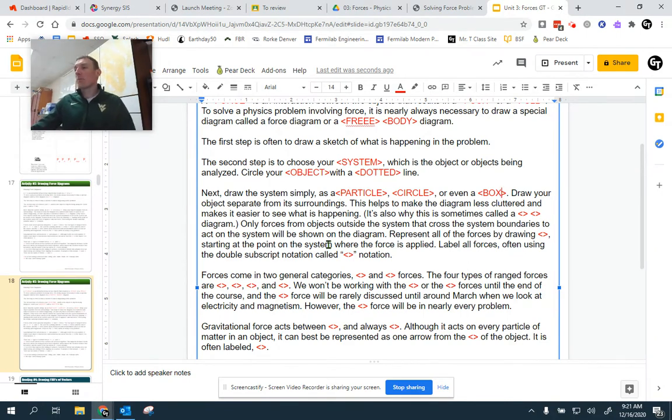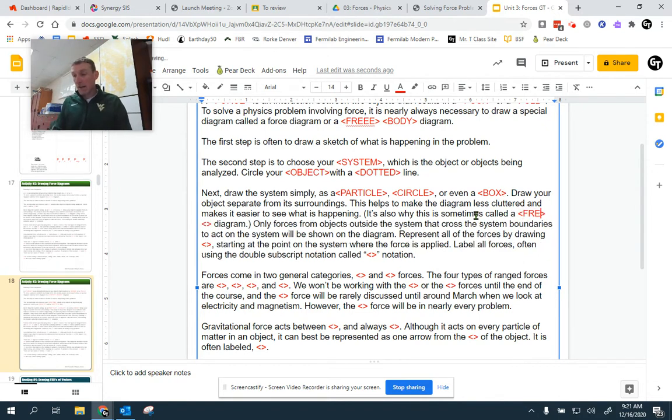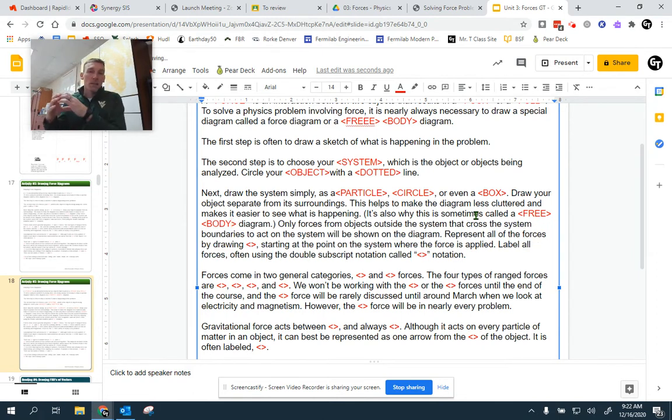All right, draw your object or your box separated from its surroundings. So we'll be looking at a car. We circle the tire against the road, and then I would just draw a box next to it where I'm going to actually draw my forces. That's what it's saying. It helps make the diagram less cluttered and easier to see what's happening. This is also why it's sometimes called a free body diagram, because it's all by itself. There's nothing else there, so they call it a free body.